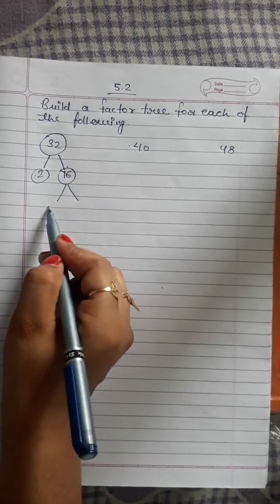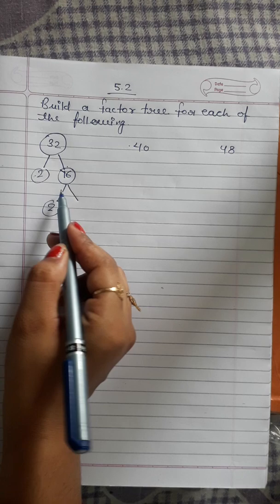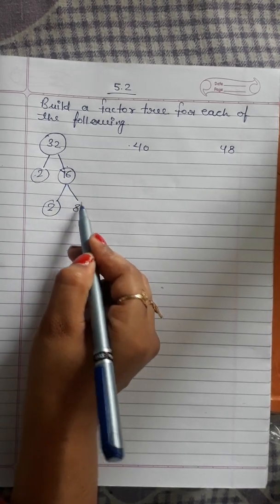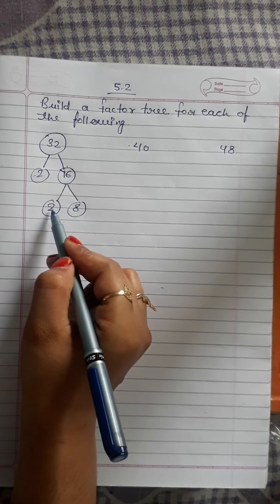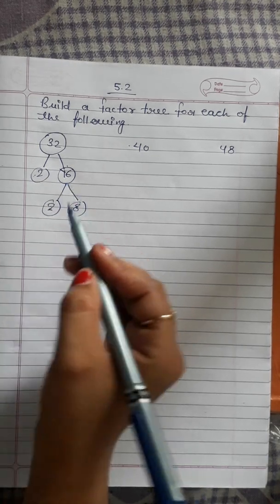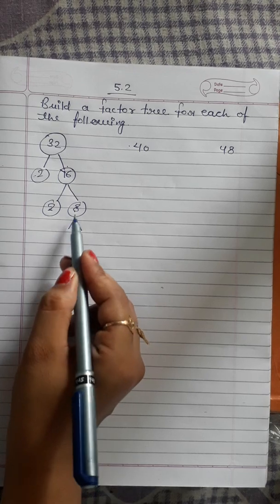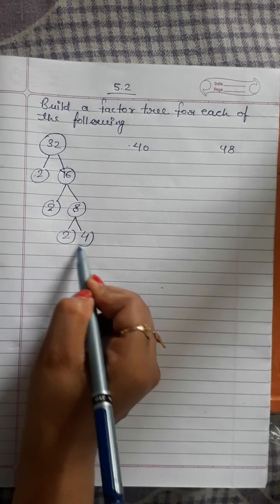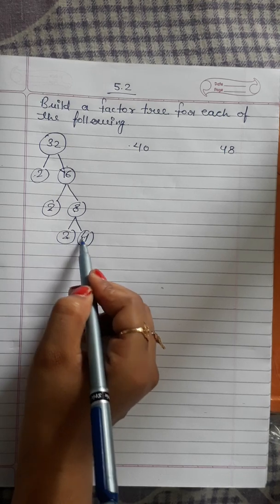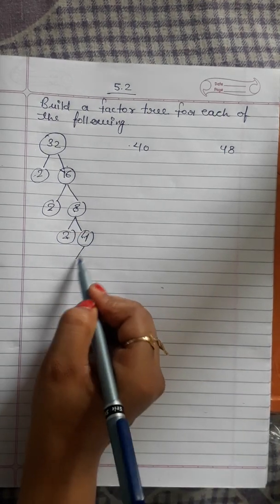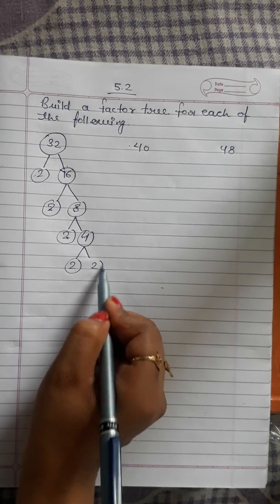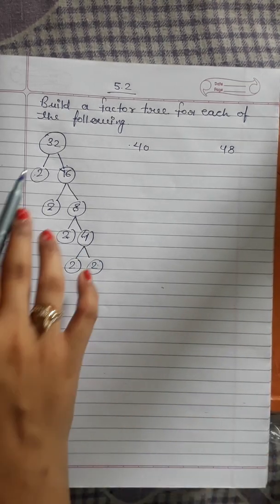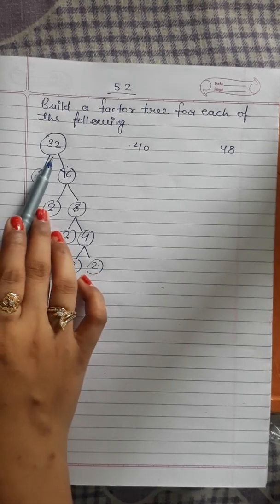Now we move to the 16. So the smallest factor is 2, and after that the factor of 16 is 8. So these both, 2 multiplied by 8, give us 16. Now here for the 8, again the factor is 2 and the next factor is 4. So when we multiply it, it will give us 8. Now 2 multiplied by 2 gives us 4. In this manner we can find factors of 32.